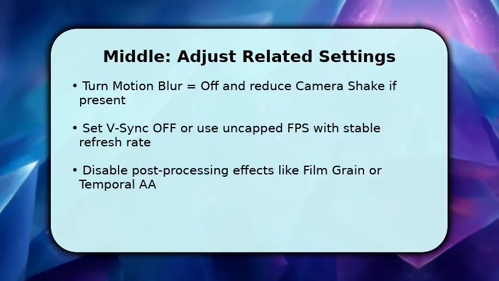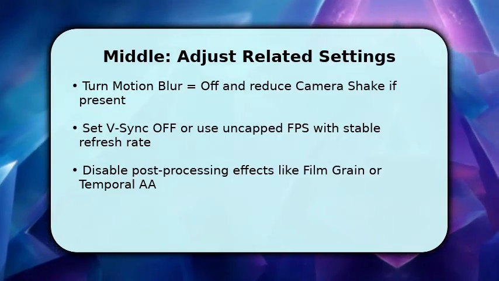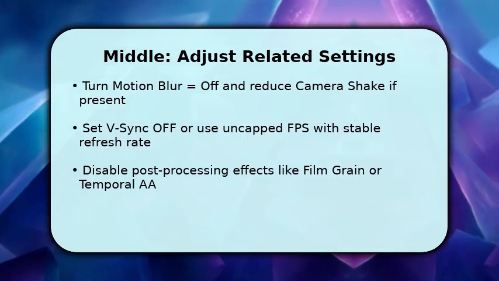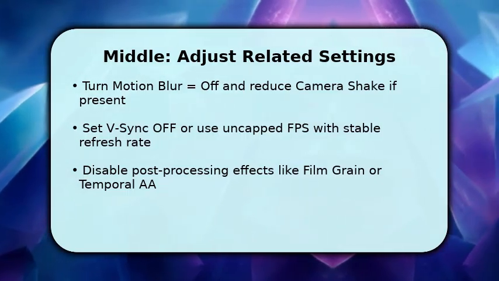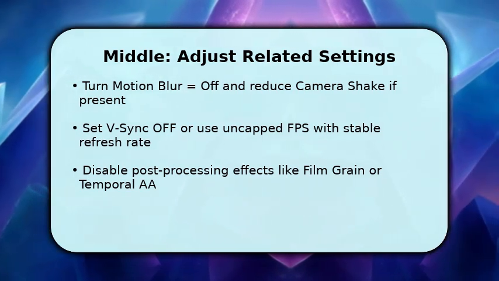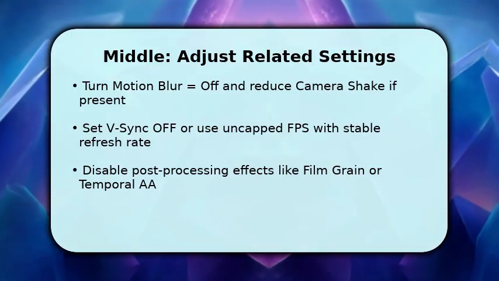Make sure V-Sync is consistent with your monitor. Turning V-Sync off and using a stable, high refresh rate often reduces perceived motion artifacts. If you use a frame limiter, match it to your display's refresh rate. These steps fix secondary causes, so the off setting stays effective.